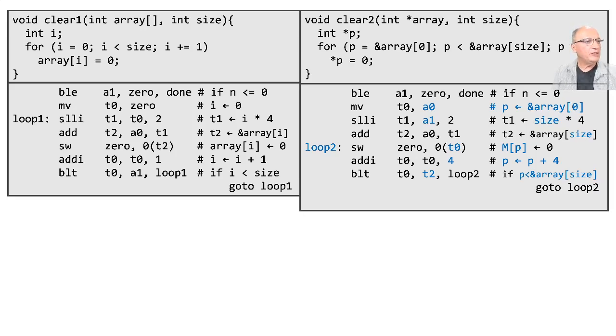So if I look at these two codes and I count the number of instructions, I have 7 instructions on the left and I have 7 instructions on the right. So on the surface it appears that those two codes are of the same length. But do they execute the same number of instructions? And do they consume the same amount of time?